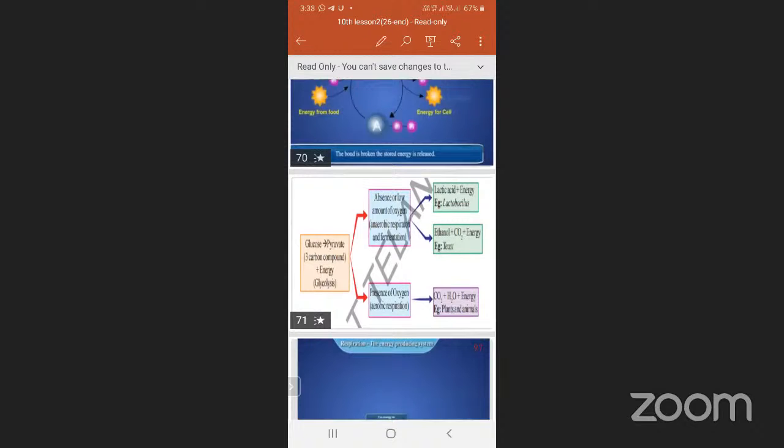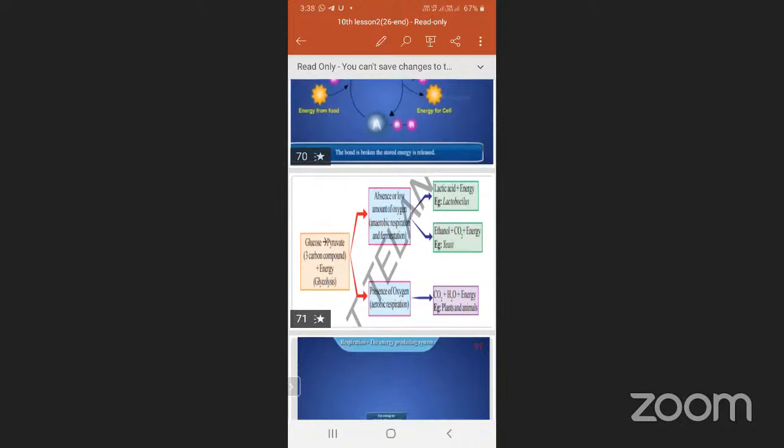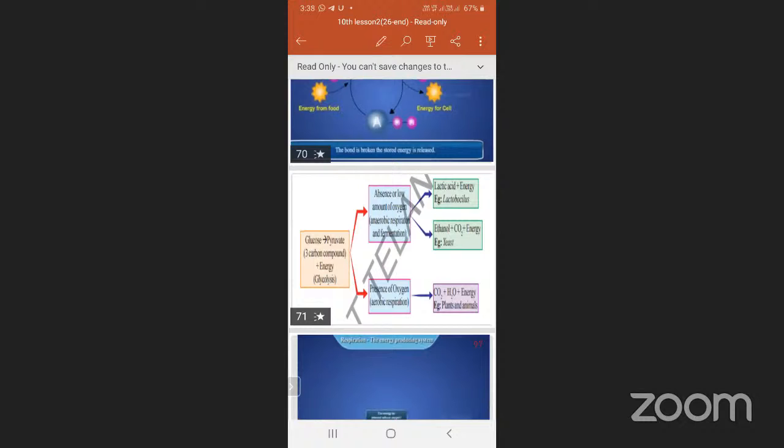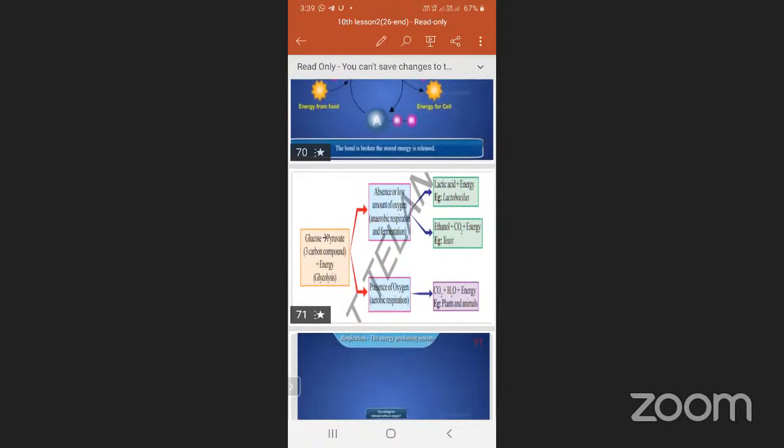In the second stage, if oxygen is available, pyruvic acid is oxidized to carbon dioxide and a large amount of energy can be released. This is aerobic respiration. Example, plants and animals. Very, very important.